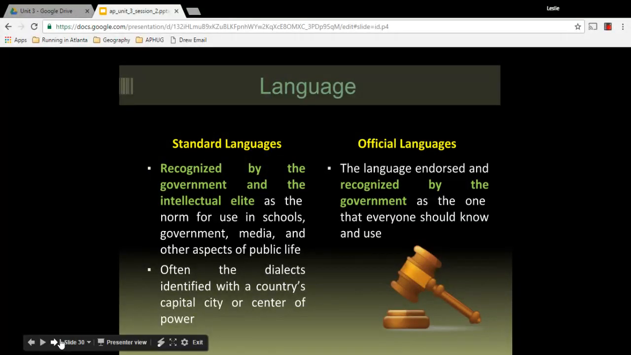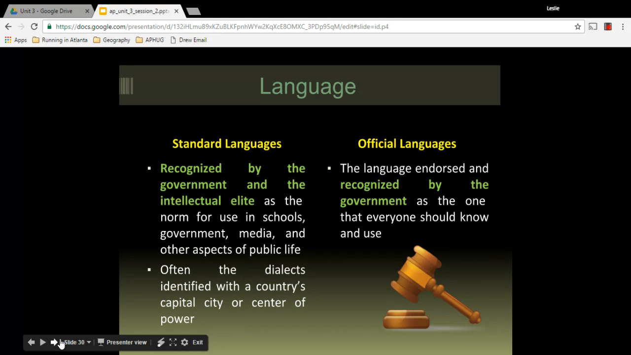Official languages are the languages endorsed and recognized by the government as ones that everyone should know and use. So, for example, in the United States, we do not have an official language, a language established by law to be the official language of the land. English is the standard language because it is the language that is used in schools, government, media, and aspects of public life. Canada, however, does have official languages.